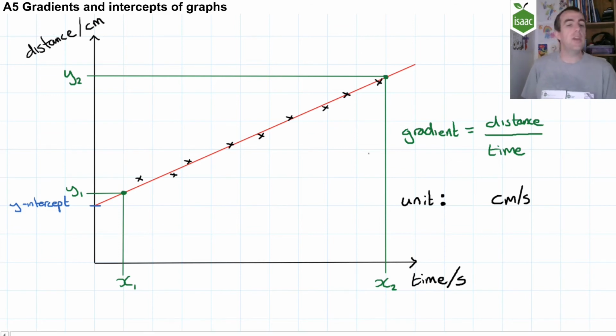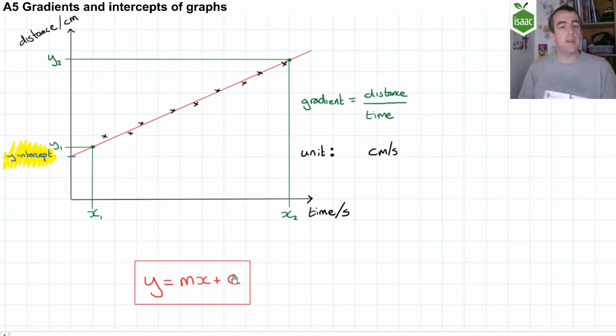Now if you have the situation where we do not have an easily identifiable y-intercept because there is a false origin and so it is not 0 at the origin of the graph, then you will need to use the equation for a straight line to calculate the y-intercept. The equation for a straight line is y equals mx plus c. Y is whatever quantity is plotted on the y-axis. M is the gradient. X is whatever quantity is plotted on the x-axis, and c is the y-intercept.